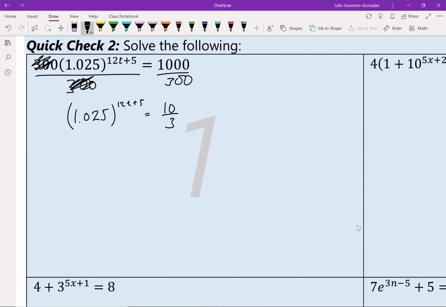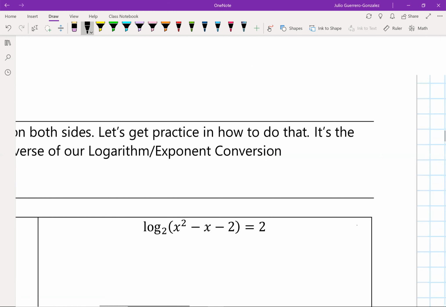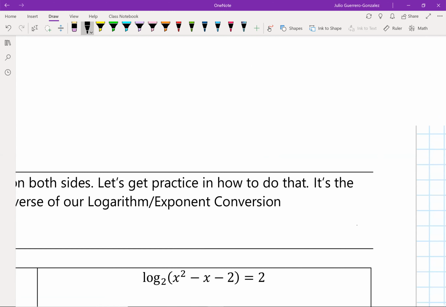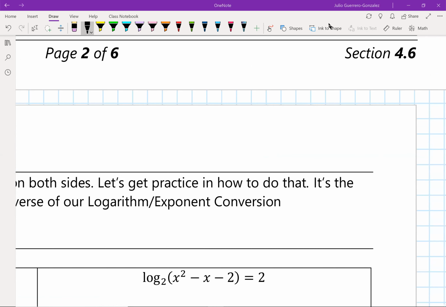So here's where we use our handy dandy conversion tool from the exponential to log. Oh, somebody actually did it. Boom. Yep.